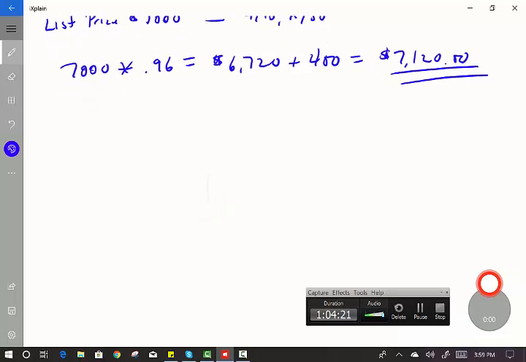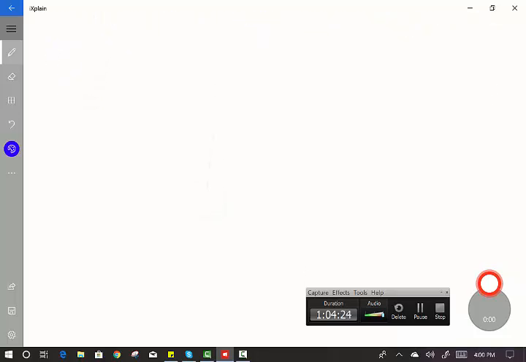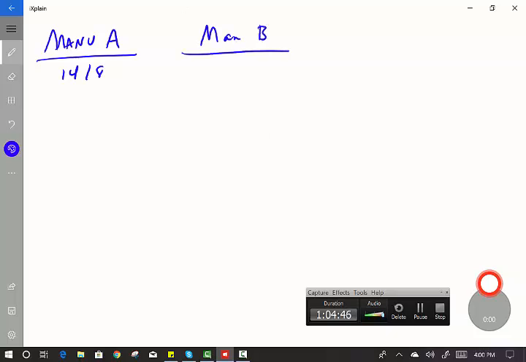Okay, number 7. Julie Ring wants to buy a new line of Tonka trucks for her shop. Manufacturer A offers a 14% discount and an 8% chain discount. Manufacturer B offers a 15% and a 7% chain discount. Both manufacturers have the same list price, so which manufacturer should Julie buy from?